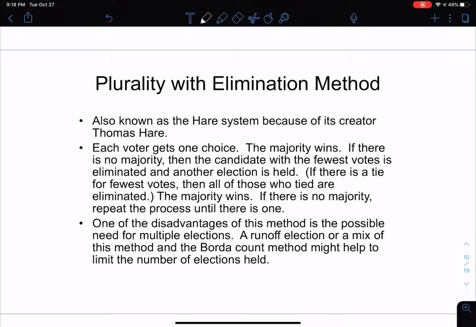Sometimes you might do a combination of voting methods. You might do a runoff election, or you might do a mix of this method and Borda count to help limit the number of elections you actually have to hold. So sometimes you can be creative. The key you're going to find is that you've got multiple options for tallying votes. You just have to agree ahead of time which one you're going to use and what you're going to do in the event of a tie or a pickle of some kind. Just agree ahead of time and then stick with whatever methods you agreed on.